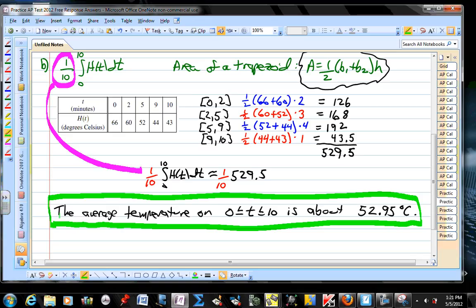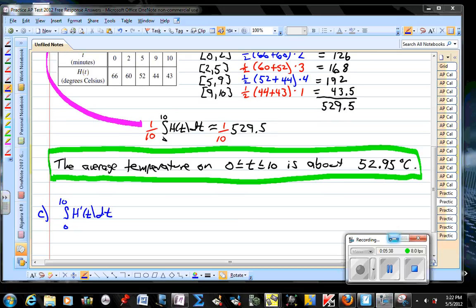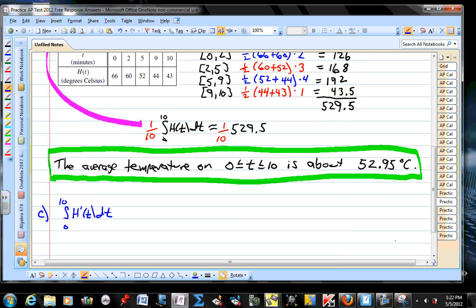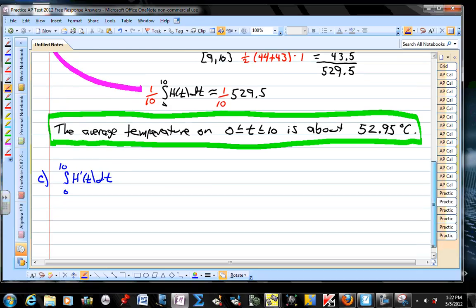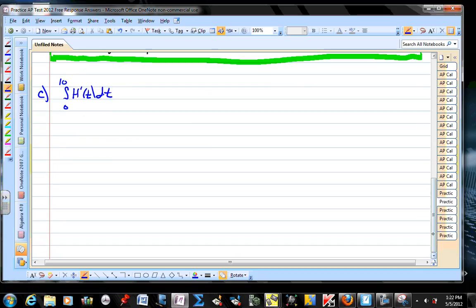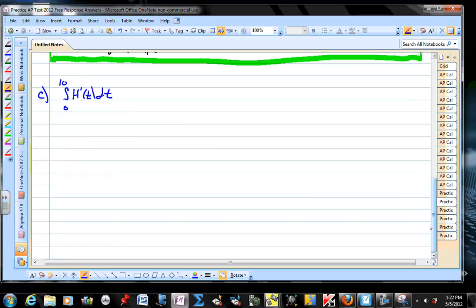All right, let's go on to part C. Now in part C, we're supposed to evaluate this integral from 0 to 10 of h prime of t dt and explain what it means. So first of all, h prime is a rate of change of h. So if we integrate the rate of change of h, we'll get the total change. So now let's figure out how to integrate this.